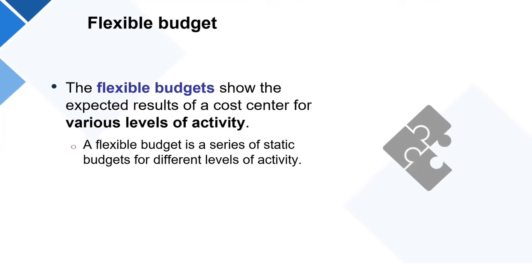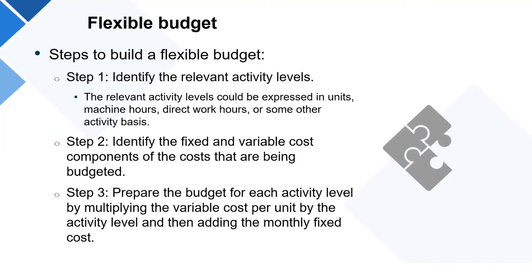Okay, so next one is the flexible budget. Again, it will show you the result of the income inflows and outflows of cash. This time it's going to vary depending on the activity. The flexible budget is actually composed of different static budgets, with the difference that you will move the budget according to the activity. There are 3 steps to actually generate this budget.